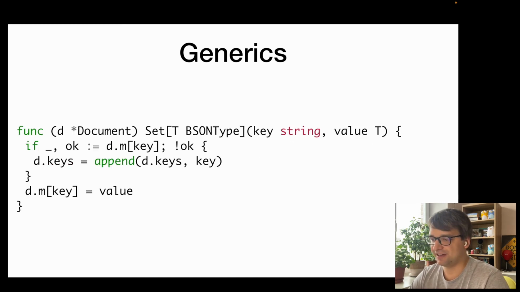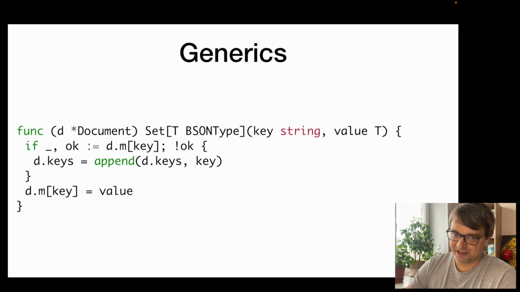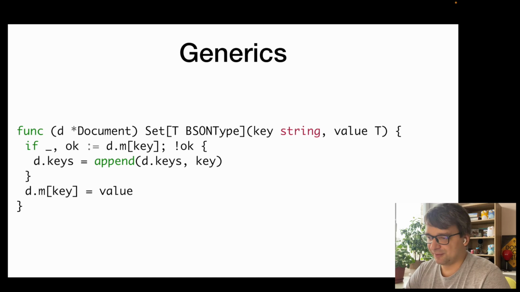Okay, let's see how the method for setting a value would look. It looks almost exactly the same as the Set method in the previous example. But here we accept an additional type parameter of type BSON type, and we call it t, and then we use it in the actual parameter list. So key is a string, now a basic type string, not our own type, and value is of type t. So the rest of the notation looks the same.